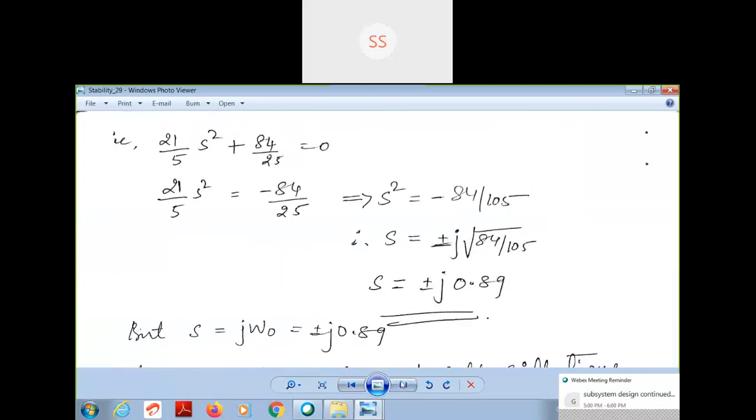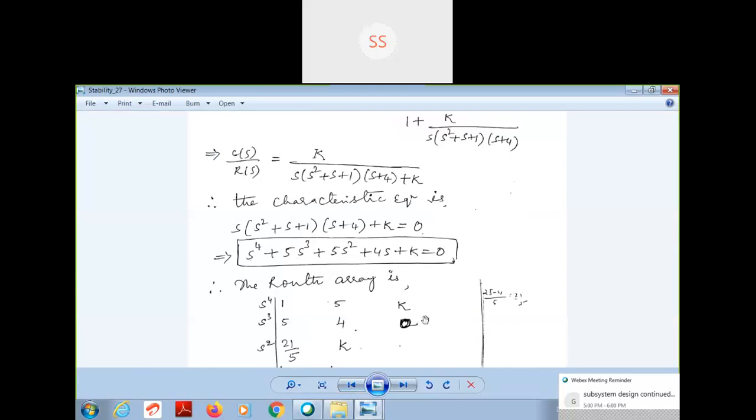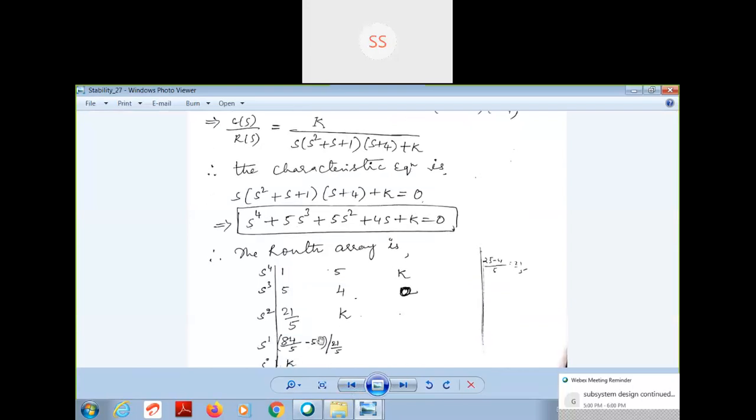And our auxiliary equation will be like this: 21 by 5 a square plus 84 by 25. So this equation, where has it come from? It has come from this root table only. Now here, when k is 84 by 5, this entire row becomes 0. So using this, we are forming the auxiliary equation.